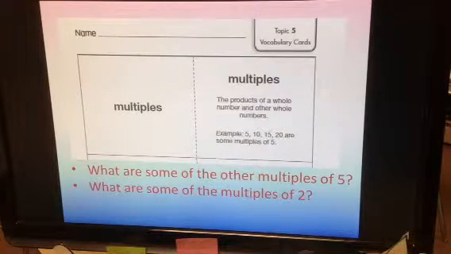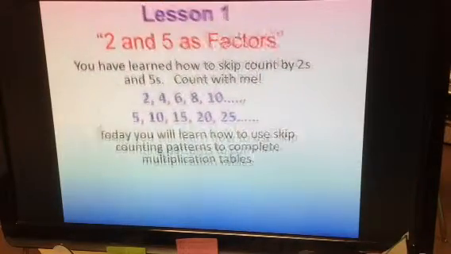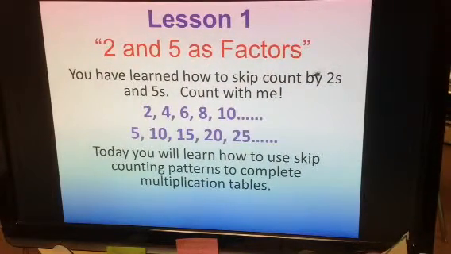We talked about what some of the multiples of 5 were. We could skip count by 5. We also talked about the multiples of 2 and how we could skip count by 2. So you've learned how to skip count by 2s and 5s, and you can count 2, 4, 6, 8, 10, 12, 14, and 5, 10, 15, 20, 25.